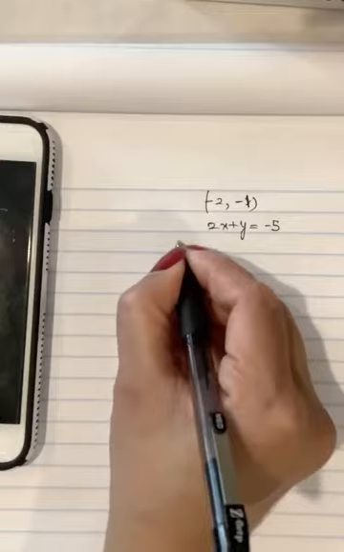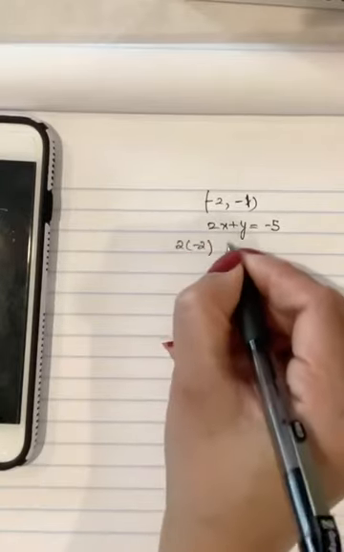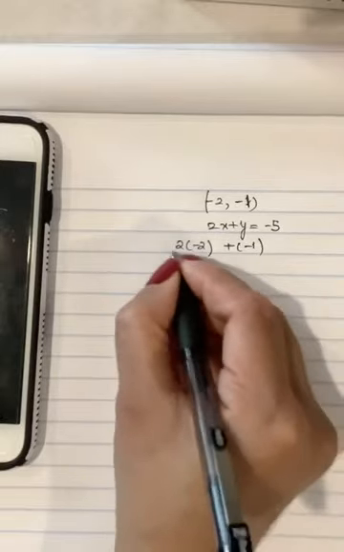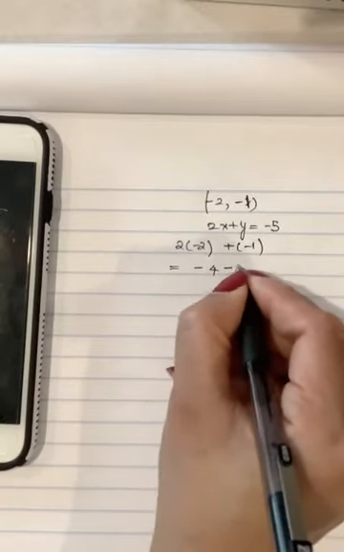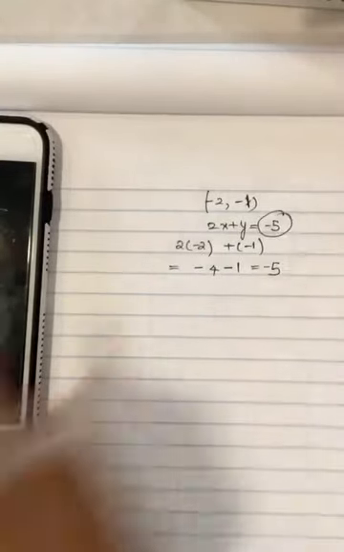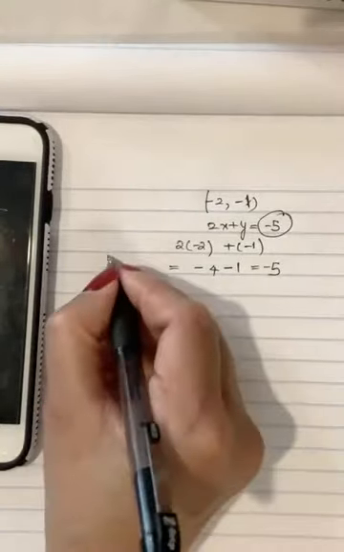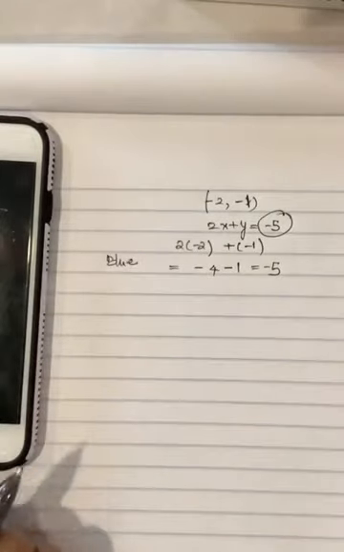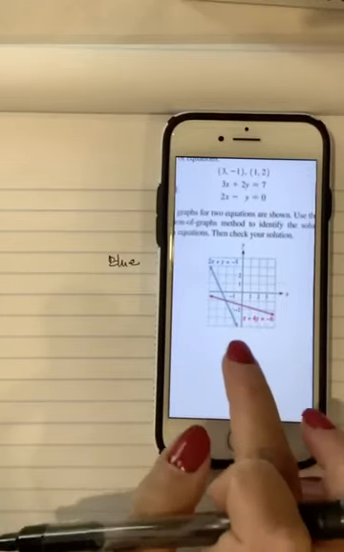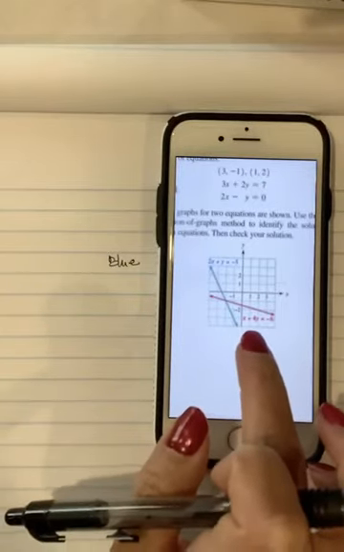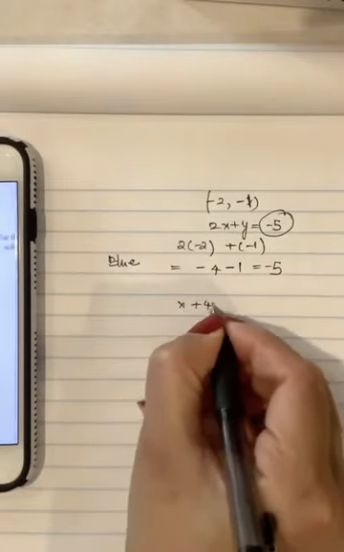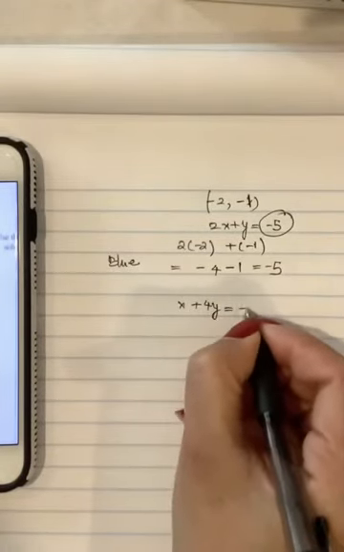So it will give 2 times -2 plus -1, which gives us -4 minus 1, which is -5. Yes, we get the answer that we were looking for. This was the blue line. Now let's go back and see the red line. The red line is x plus 4y equals -6.